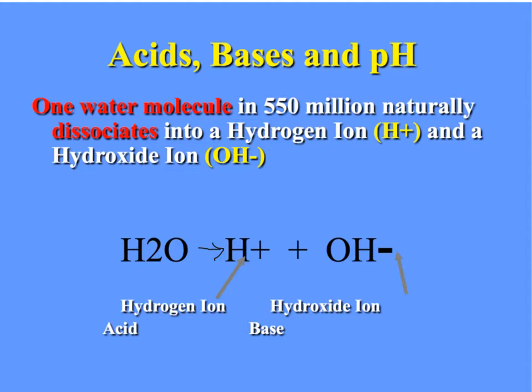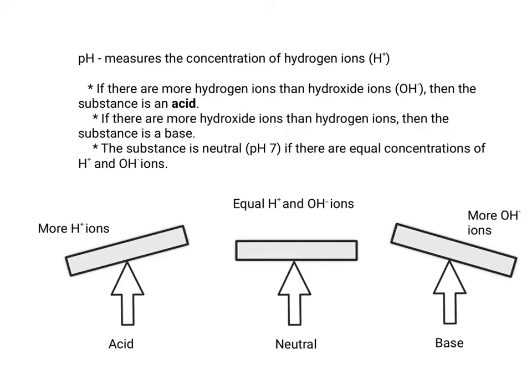But first I want to talk about basically what happens. In water, basically 1 out of every 550 million water molecules are going to dissociate. What that means is they are going to split apart and form two ions, here on the slide. You're going to have a hydrogen ion and a hydroxide ion. And again, remember, pH measures the hydrogen ion concentration.